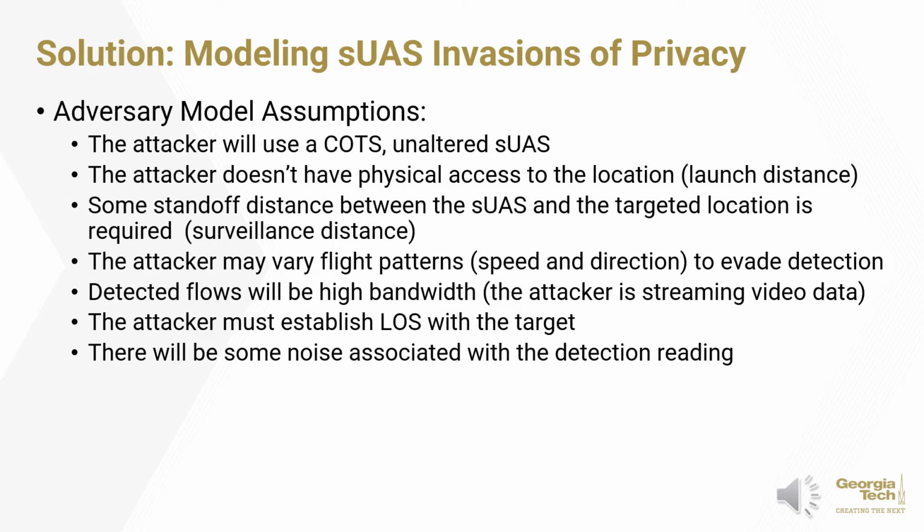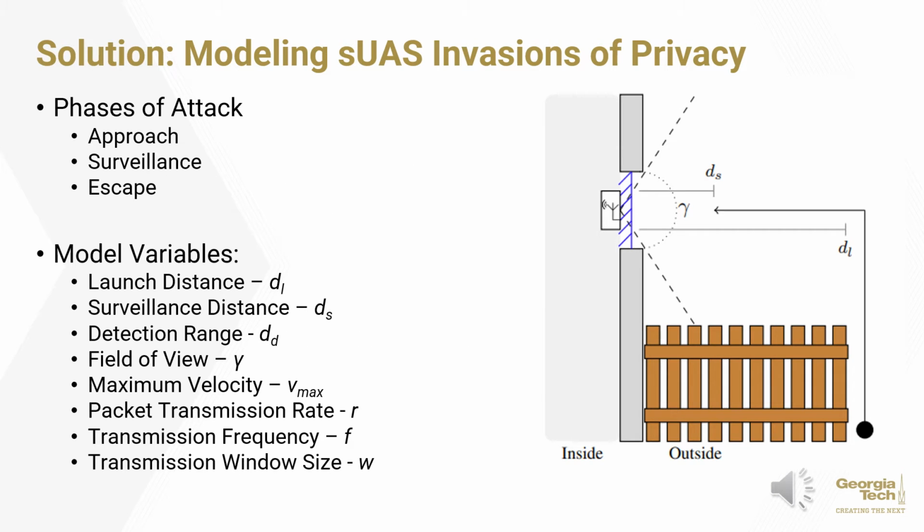Sixth, the attacker establishes line of sight with the target at some point. If they don't establish line of sight, then they can't see within the target building, and there's no invasion of privacy. And finally, there will be some sort of noise associated with the detection reading. Therefore, we need to ensure that when we are detecting the SUAS, our model accounts for this. We can break down the SUAS invasion of privacy into 3 phases of attack. The first being approach, the second surveillance, and the final escape.